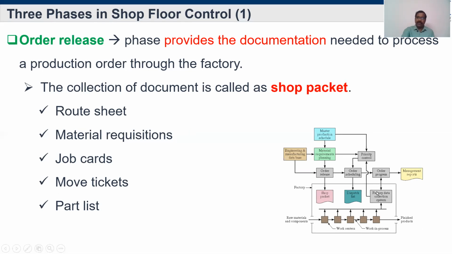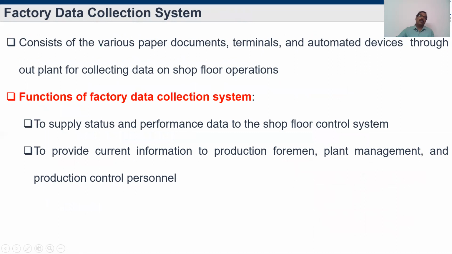So what is meant by factory data collection? It's a combination of many things, like paper documents, terminals, or automated devices, through which we are able to collect all the information about what is happening in the shop. The function of factory data collection is simple. Everybody can understand it. It provides information to the industry, top level management, the shop floor controller, or the production manager about what is happening inside that industry.